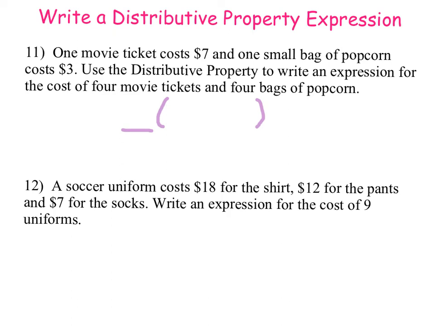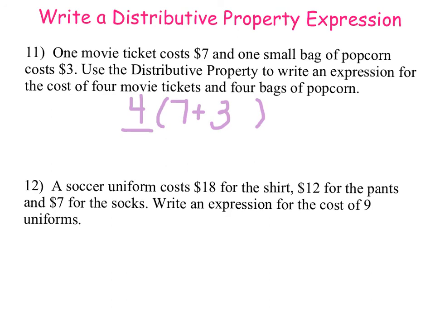So how I like to think of this is we want to know first how many sets of the products do we need to buy. So we know that we're buying movie tickets and popcorn. How many sets do we need of those? It says 4 movie tickets and 4 bags of popcorn, so that would be 4 sets. And then on the inside, we just want to put the prices of the things that we're buying. So the movie tickets are $7, and then the bags of popcorn are $3. So this would be our distributive property problem. We want 4 sets of a bag of popcorn and a movie ticket. Go ahead and pause the video, try number 12 on your own, and then play it to check your answer.